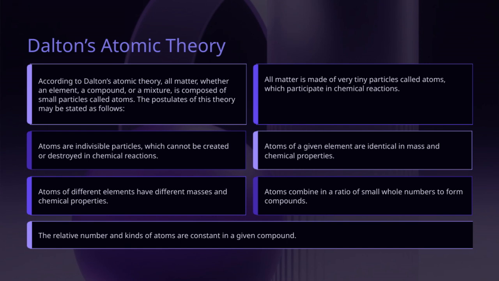When atoms form compounds, the number and types of atoms stay constant. That's what gives compounds their unique properties. Also, atoms of different elements have different masses and chemical behaviors, which is key to understanding chemical reactions and the diversity of matter. Another crucial idea is that atoms are indivisible particles. They can't be created or destroyed during chemical reactions, only rearranged.